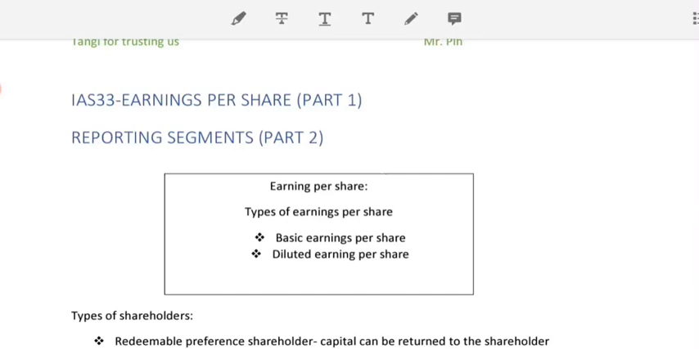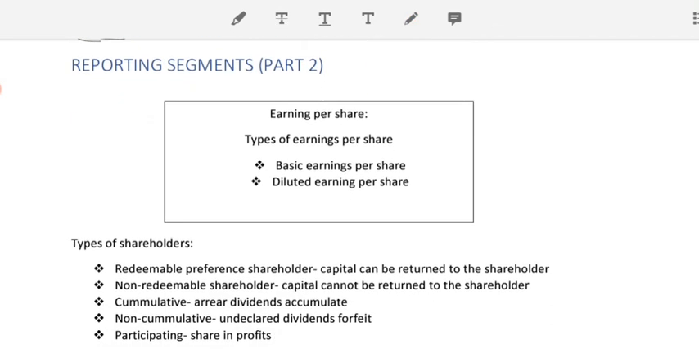All right, good day. Today we'll be working on the earnings per share. We're dealing with IFRS 33, the earnings per share. With this earnings per share, we have two types: the basic earnings per share and the diluted earnings per share.